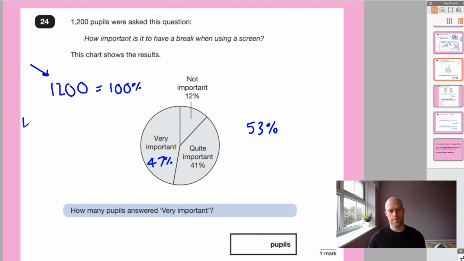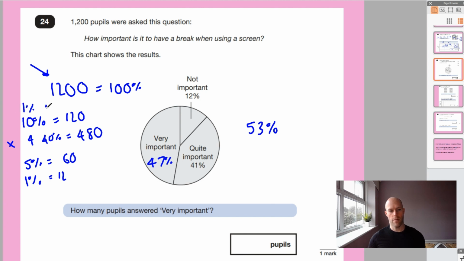A little bit tricky. 10% equals 120, times by 4, we get 40%. And that would get up to 480. 5% would be 60 because we just halve what we had before. And then 1% would be 12 because we do 10% of what we had at the top here. 10% is that, 1% is 12. And I think we've got everything we need. So 480, add the 5% makes 540. Add a couple of 1% on there. That's 24. 2% is 24.